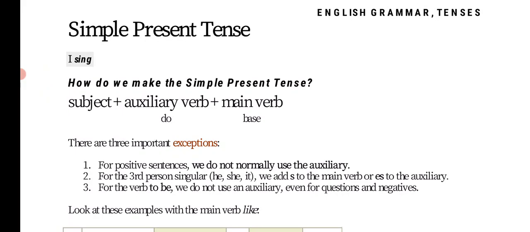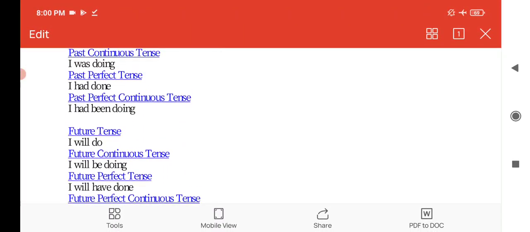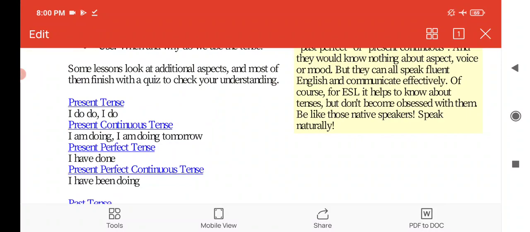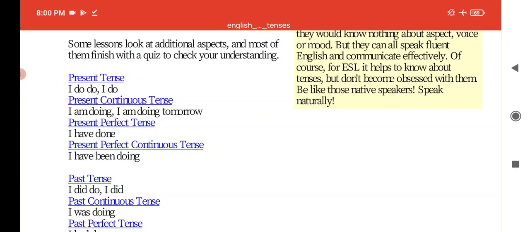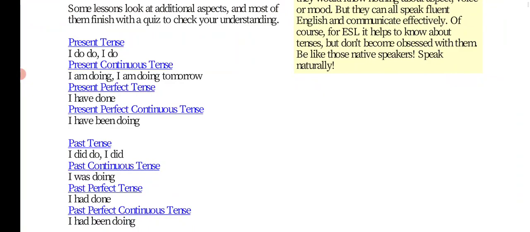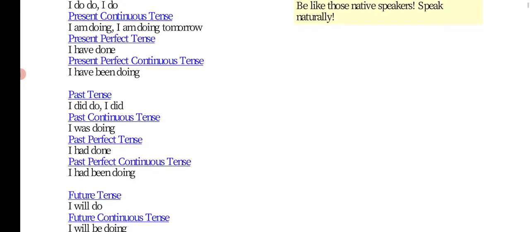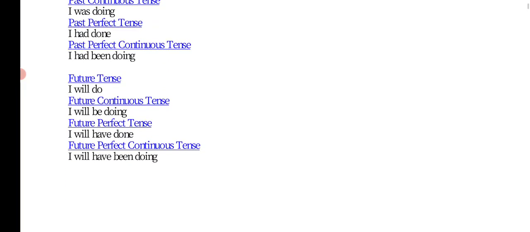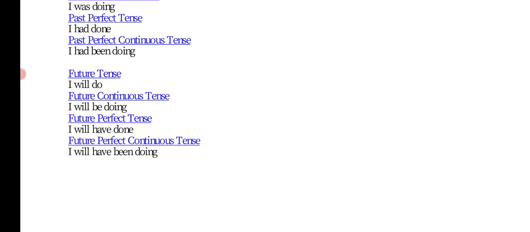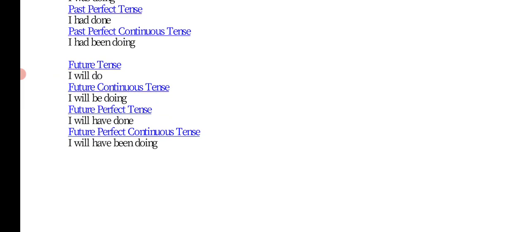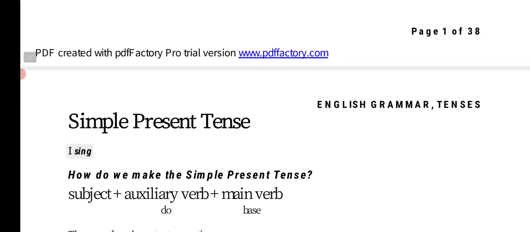There are 12 major verb tenses. We have present tense, present continuous tense, present perfect tense, present perfect continuous tense, past continuous tense, past perfect tense, past perfect continuous tense, which we also call past perfect progressive tense, future progressive tense, future perfect tense, and future perfect progressive tense. So we are going to study all of them.